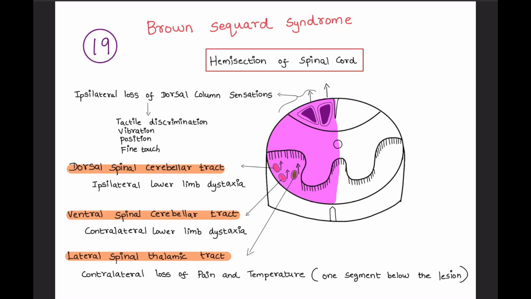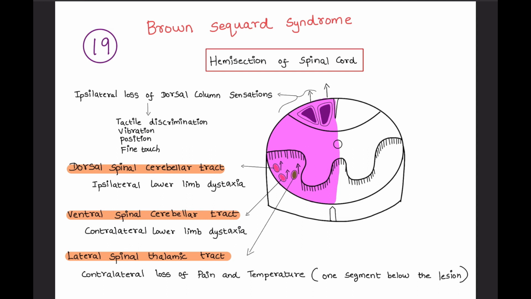Let us continue with the lecture. In this case, hemisection of the spinal cord is affected, that is, one whole section of the spinal cord is affected, that is, the lesion is present on one side. The clinical features as a result of this lesion are collectively known as Brown-Sequard syndrome.